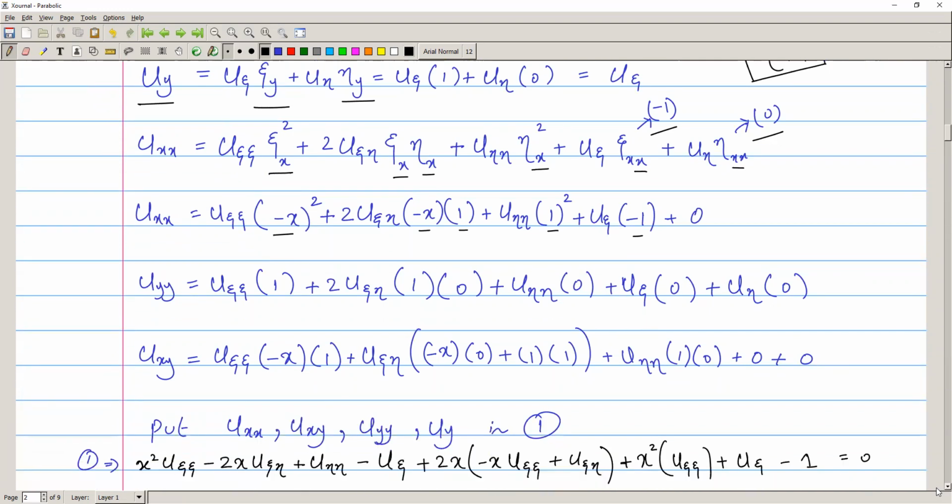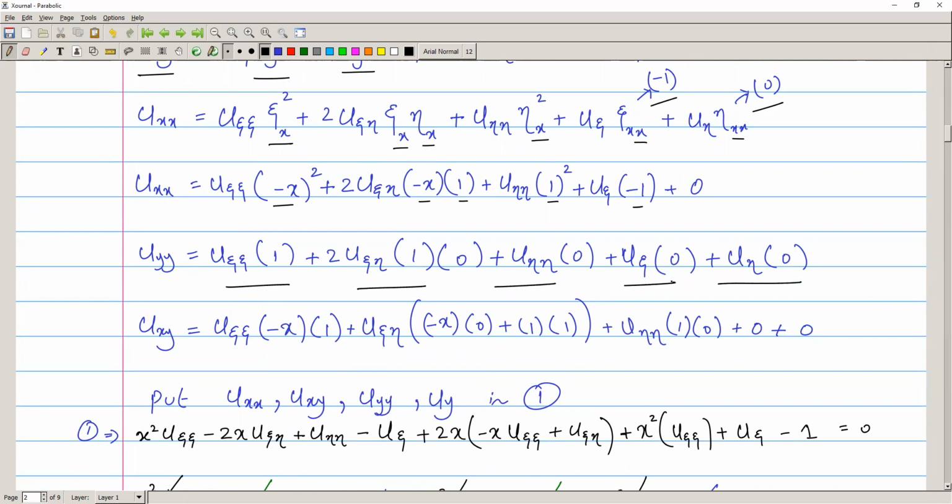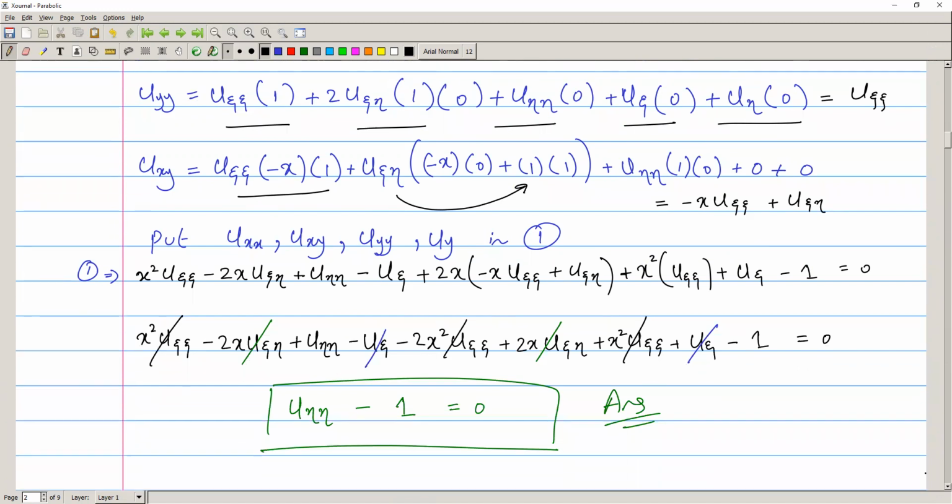And then similarly for u_yy, u_yy is equal to this form, and it's simpler because we are left with only u_psi psi; all other components are 0. Then for u_xy, we'll get this one non-zero term and then this one with it. So we are left with only 2 non-zero terms, that is negative x times u_psi plus u_psi eta. So we can write u_xy equals negative x times u_psi plus u_psi eta, right? So let's move on. Now we found u_xx, u_xy, u_yy, and u_y.